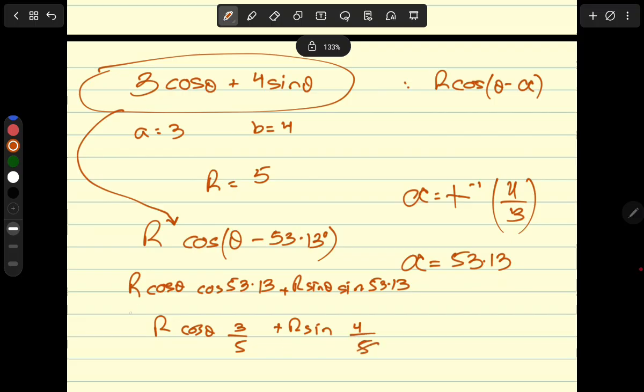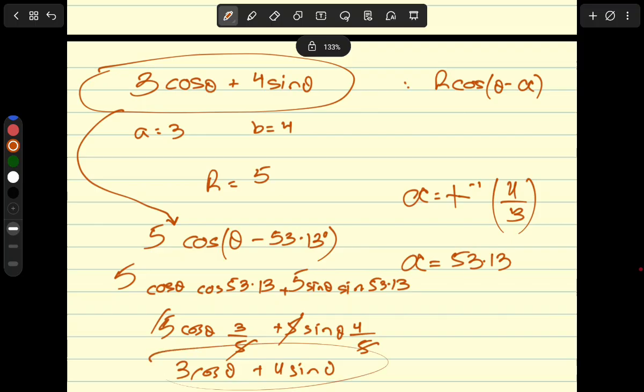And this r is what? This r is, sorry, 5. So let me write down 5 everywhere. So this 5 cancels, this cancels. So we come back at 3 cos theta plus 4 sine theta, right? Always build the habit of checking. And can you see how we recovered the same form, 3 cos theta plus 4 sine theta from above, right?